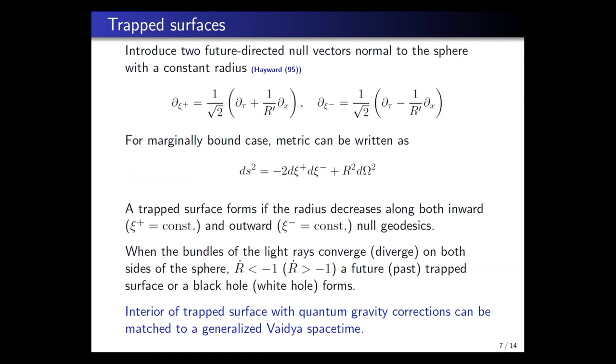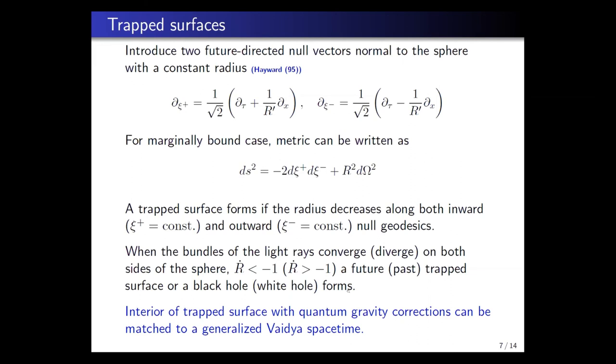When does a trapped surface form and when does it not form? First of all, a trapped surface forms if the radius decreases along both inward and outward null geodesics. And specifically, when does it form? We can figure out using the expansion parameters. When the bundles of light rays converge on both sides of the sphere, then R dot less than minus one tells us about a future trapped surface or a black hole, essentially. When the bundles of light rays diverge on both sides of the sphere, then R dot greater than minus one tells us about the past trapped surface or a white hole.